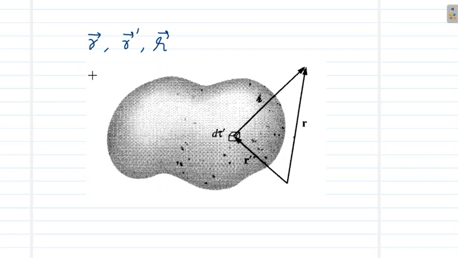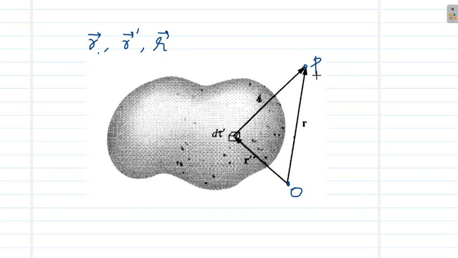So we will have three different position vectors, and each of these vectors represents a different concept. Let me familiarize you with that first. Suppose we have an origin here. Then vector r bar is the position vector of the point which is under consideration.